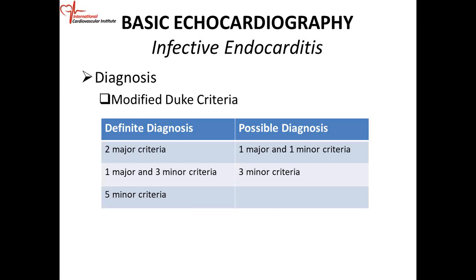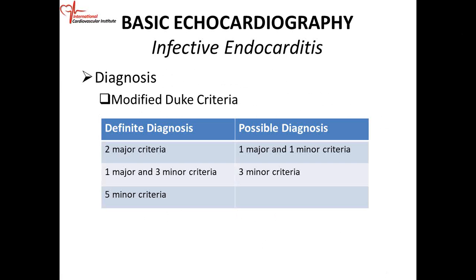So we have what you call major criteria and minor criteria. And we're going to go over what these major and minor criteria are. But to make a definite diagnosis of infective endocarditis, you need 2 of the major criteria. Or you can use 1 major and 3 minor. Or if you have 5 minor criteria, that definitely makes the diagnosis of infective endocarditis.